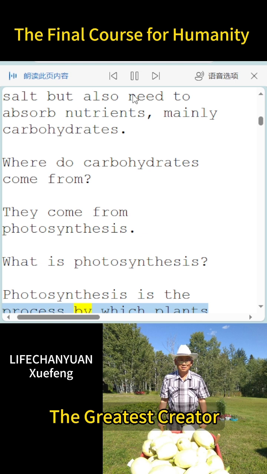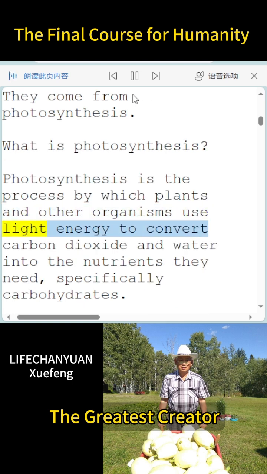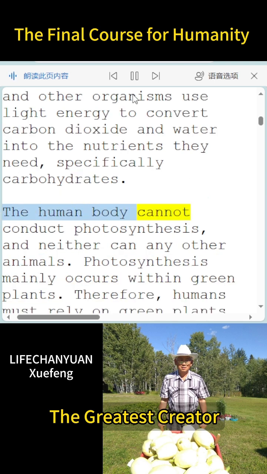Photosynthesis is the process by which plants and other organisms use light energy to convert carbon dioxide and water into the nutrients they need, specifically carbohydrates. The human body cannot conduct photosynthesis, and neither can any other animals. Photosynthesis mainly occurs within green plants. Therefore, humans must rely on green plants.